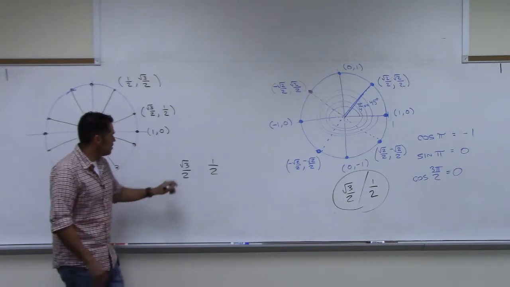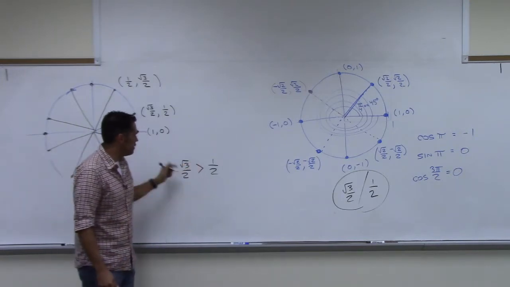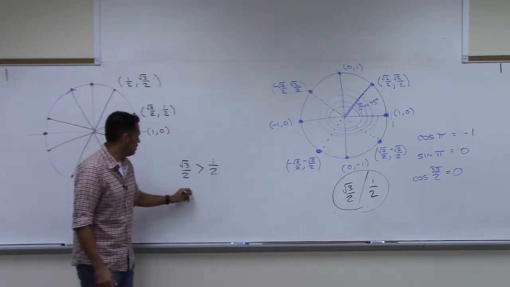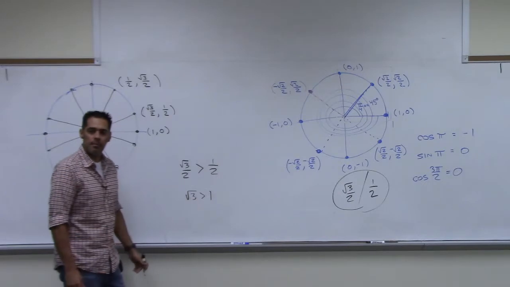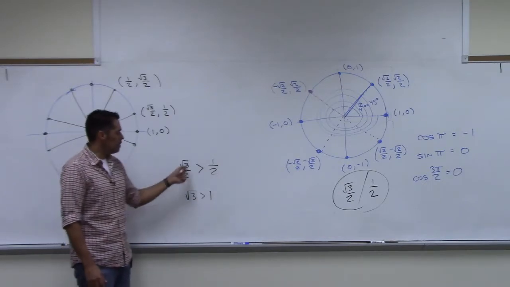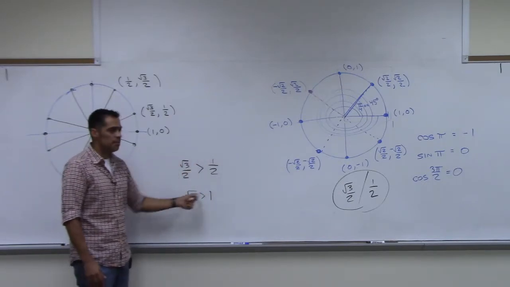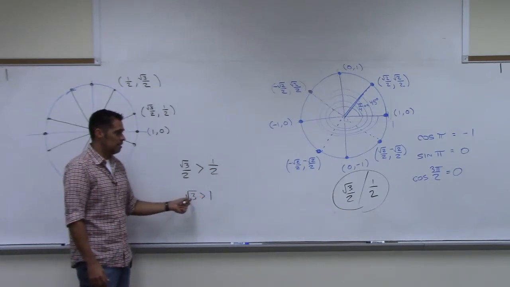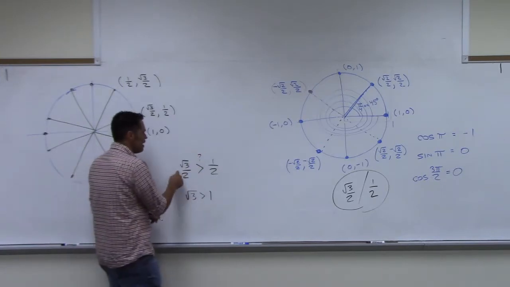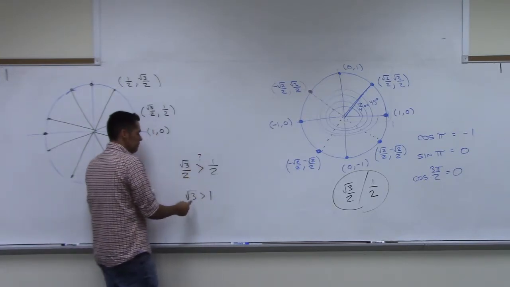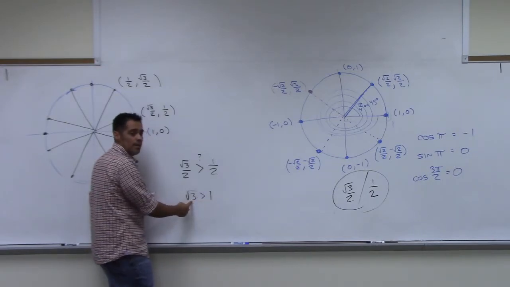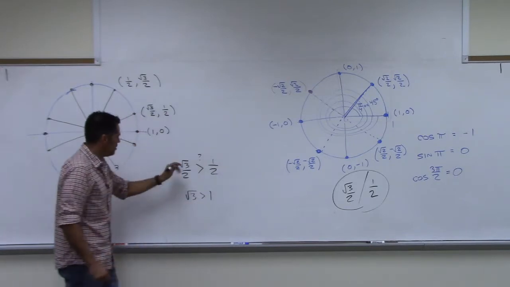So why don't we do this? Let's just guess that that's bigger than this. Let's see if that's true. Well, multiply both sides by 2. And wouldn't you get root 3 is bigger than 1? If I multiply both sides by 2, is this right? Yes. I'm making a guess here. I think this is bigger than this. I multiply both sides by 2. Is this true? The square root of 3 is bigger than 1, isn't it? Yes. So this is a true statement.